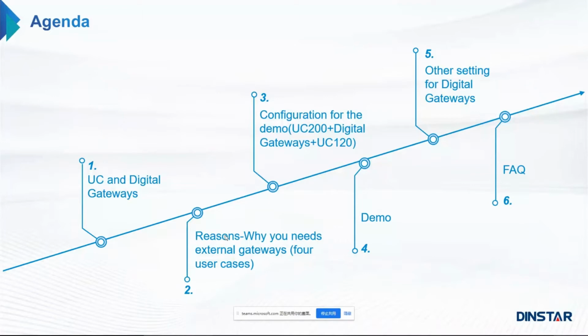Okay, I will share some topics here. We will conduct six sections. First of all, I will introduce the UC and digital gateway, with their definition, background, and models. Second step, I will talk about some external gateways for user cases, particularly for customers who need transcoding and need legacy integration and so on.